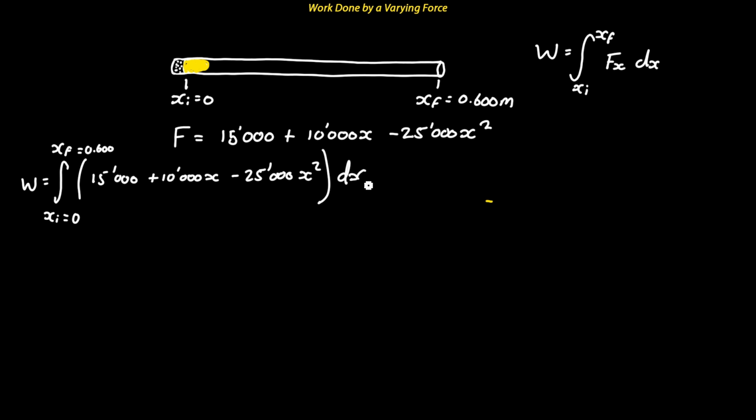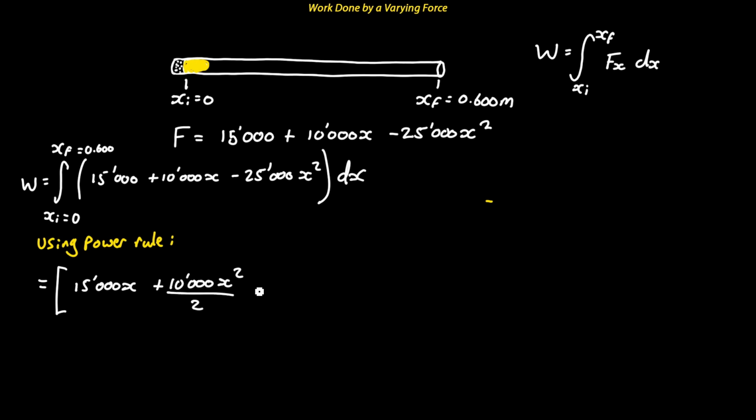And again, the constant term will get cancelled out when we have a definite integral. And a definite integral is where we are measuring the area under a curve from an initial position along the x-axis to a final position along the x-axis. So 15,000 becomes 15,000 multiplied by x. Our second term, 10,000x, becomes 10,000x squared divided by 2. And our final term becomes minus 25,000x cubed divided by 3.